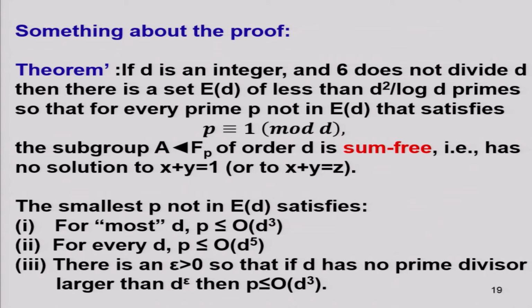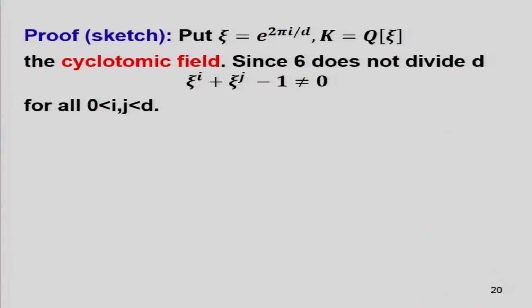So the smallest p not in ED satisfies, for most d, sort of if we take a random d, then p is at most constant d cube. For every d, p is at most constant d to the 5. And for smooth d, whatever that means, no big prime divisors, then this p is at most d cube. And let me tell you how this goes. So it's short, although some parts I'll not show, but the basic idea is short.